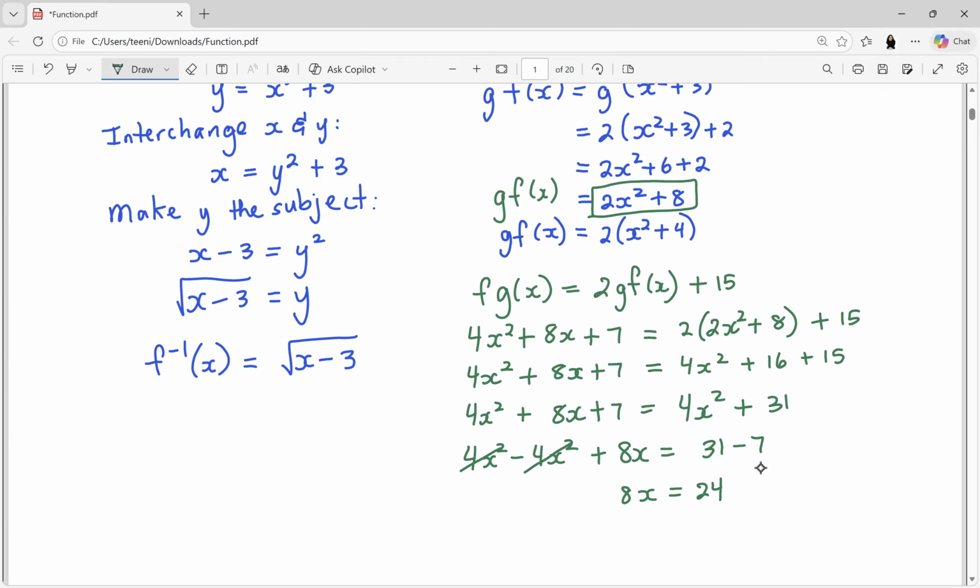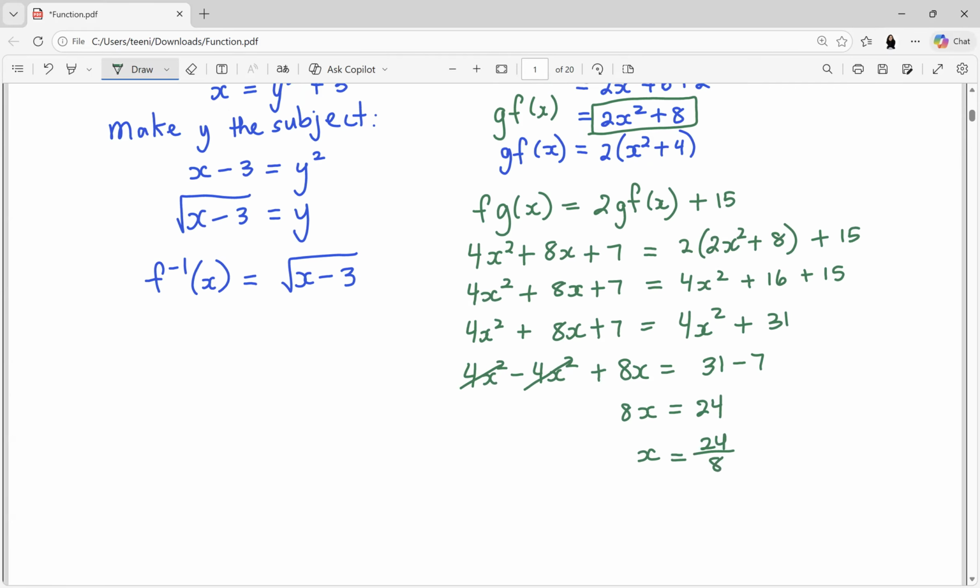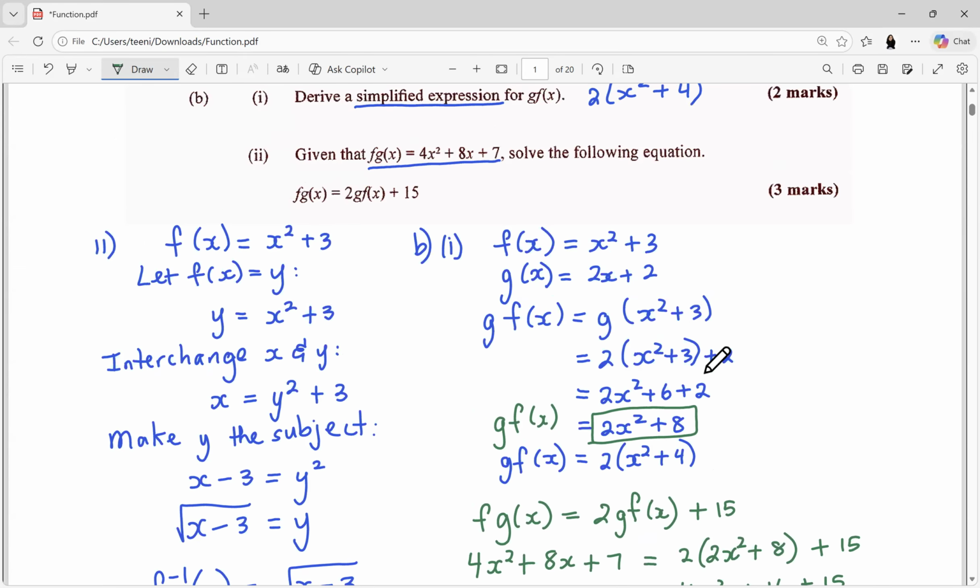So then if 8x is equal to 24, x is equal to 24 divided by 8, which means that x is equal to 3. That's the answer. That's why this question was 3 marks. Let me go through how you're getting your 3 marks for this question.